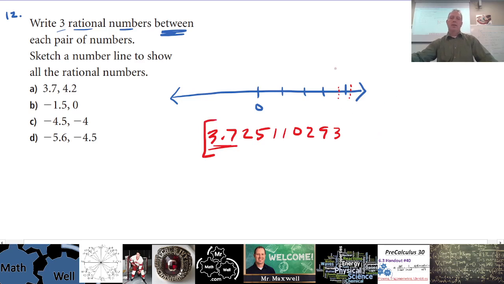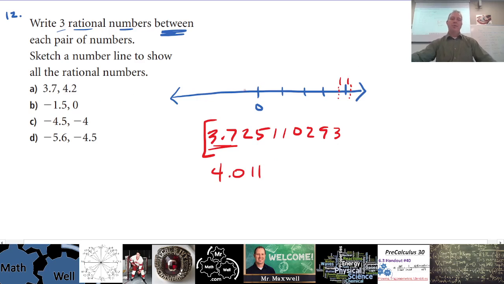Okay? Now, you could put whatever those two numbers are just on your number line. So my 3.725 is right there. And I could go 4.011, and that's just above 4 right there. Those would be random ones.